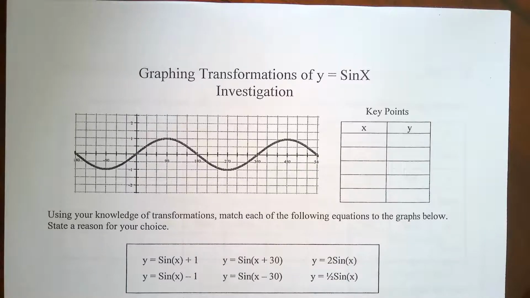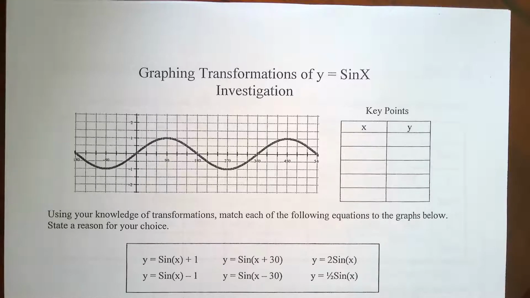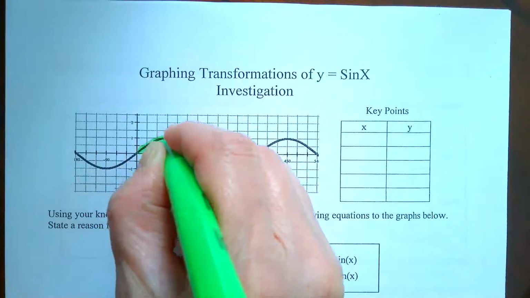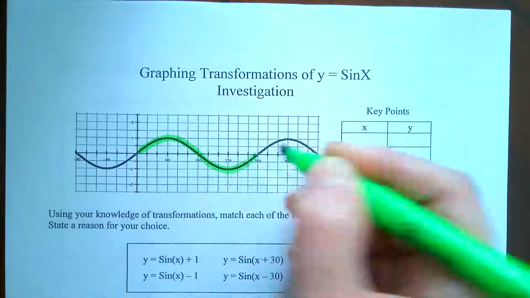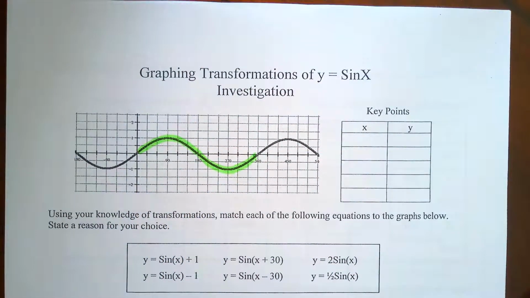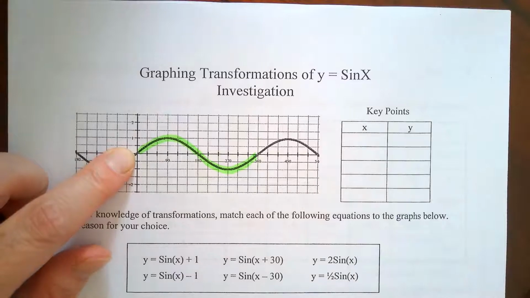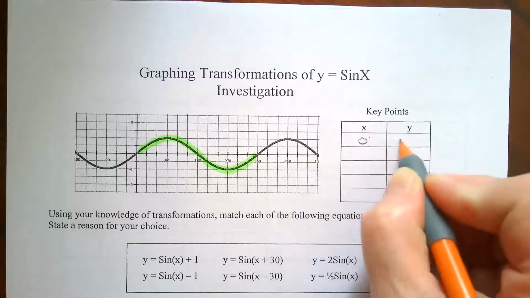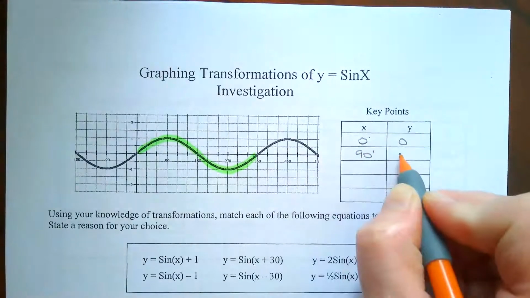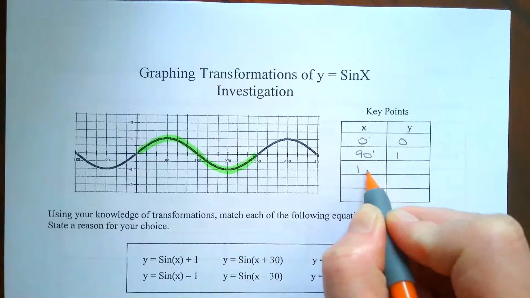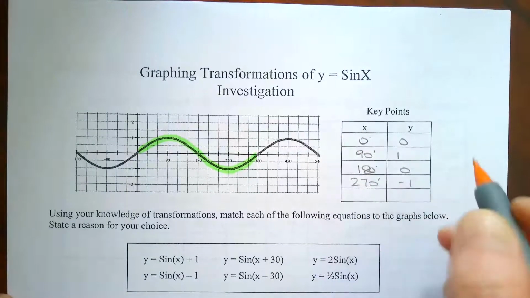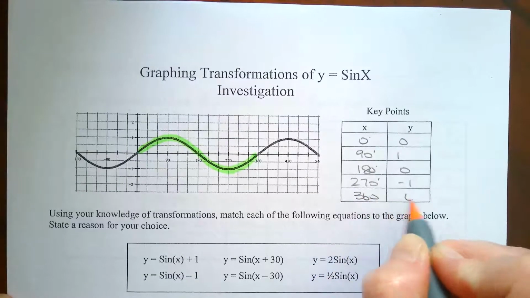Okay, let's look at the graph of y equals sine x. This is the basic sine cycle. It's the one that starts at (0, 0) and goes in the positive direction. So we can say that the key points are (0, 0), (90, 1), (180, 0). At 270, we're at minus 1. And at 360, we're back at 0.